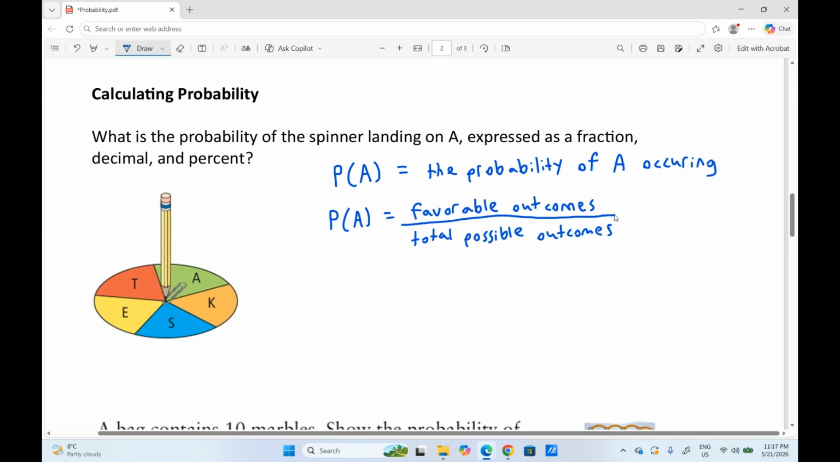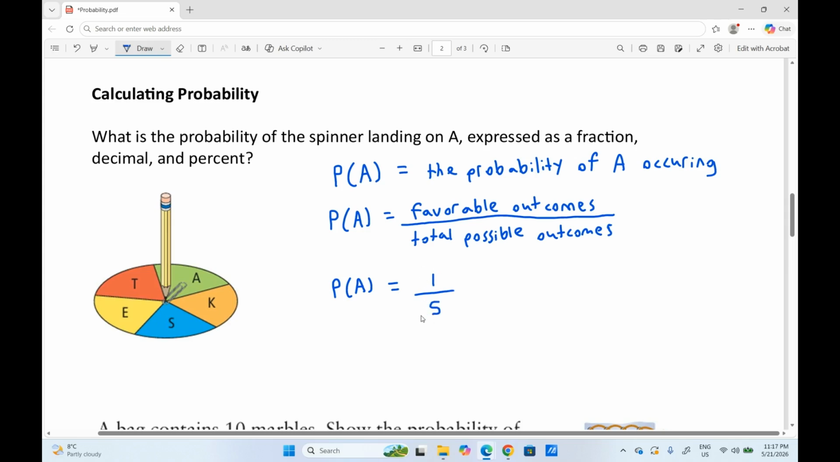So right now, my favorable outcome is the outcome that I would want or like. In this case, it would be to land on A. So there's only one region that is A here. So my favorable outcomes is just 1. Now my total possible outcomes: on this spinner, there are actually 5 outcomes. I could land on A, T, E, S, or K. So hence my total possible outcomes is 5.